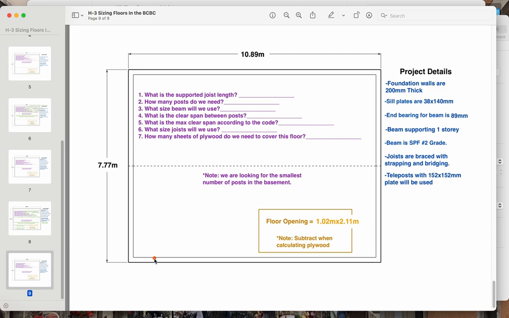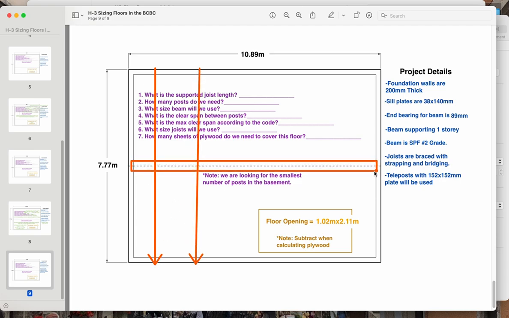So our joists are running in this direction, right? So our joists are running across like this. We know that we're going to have a 4-ply or a 5-ply beam running here. So what we're going to do is we're going to subtract our mud sill on this side, subtract our mud sill on this side, and subtract our beam. Okay, so we have in this direction 7.77 meters minus our mud sills are 140 millimeters wide. They're 2 by 6. So minus 0.14 minus 0.14.